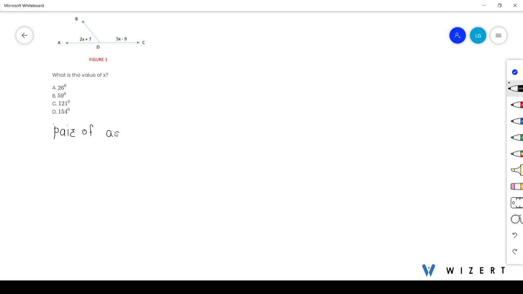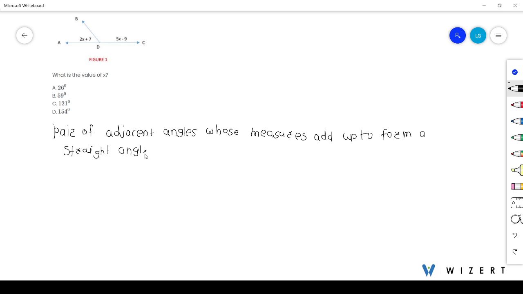A pair of adjacent angles whose measures add up to form a straight angle is known as a linear pair.